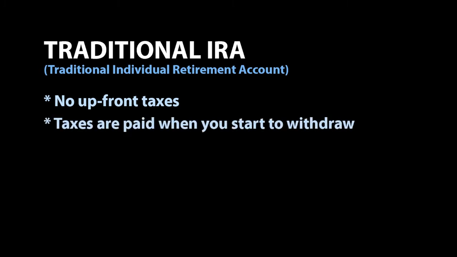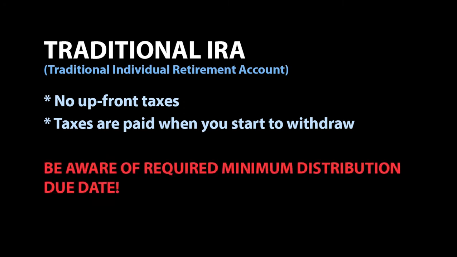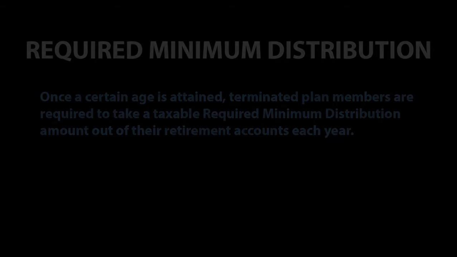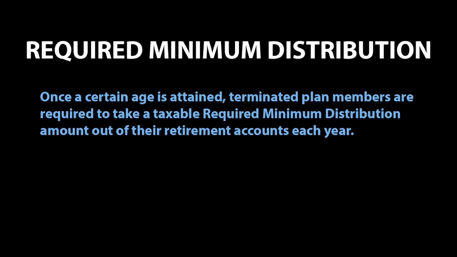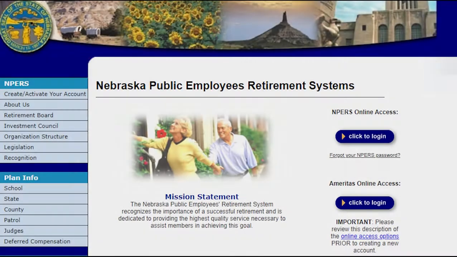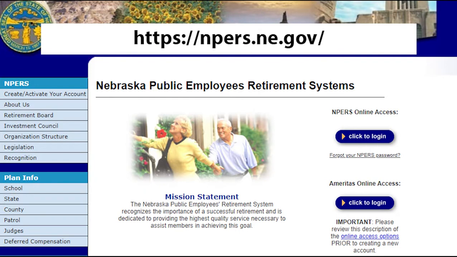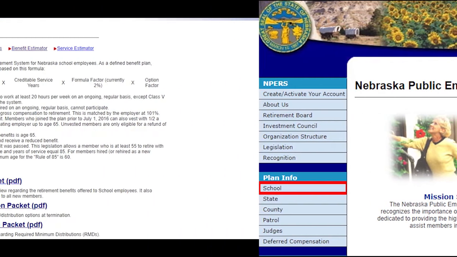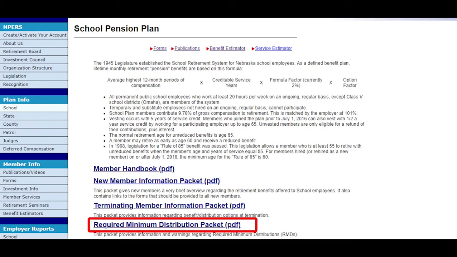With this type of account, you will need to be aware of when your first required minimum distribution is due. Once a certain age is attained, terminated plan members are required to take a taxable required minimum distribution, or RMD, amount out of their retirement accounts each year. A handout with more information on RMDs can be found on our website by clicking School Plan Info and then Required Minimum Distribution Packet.